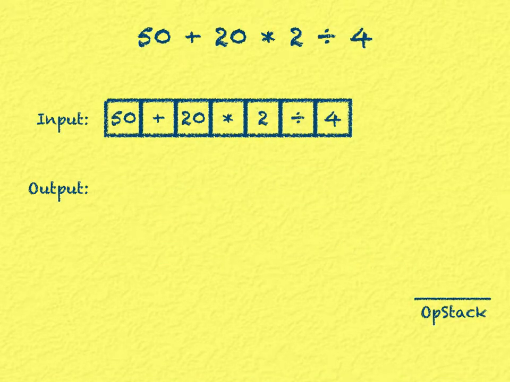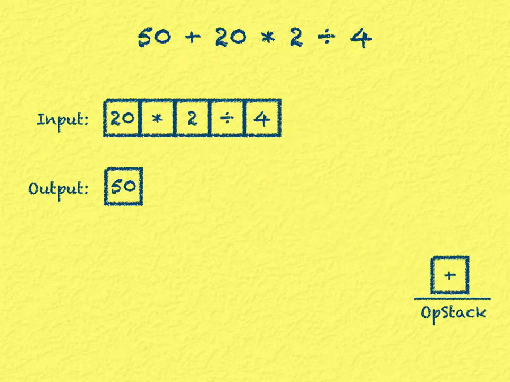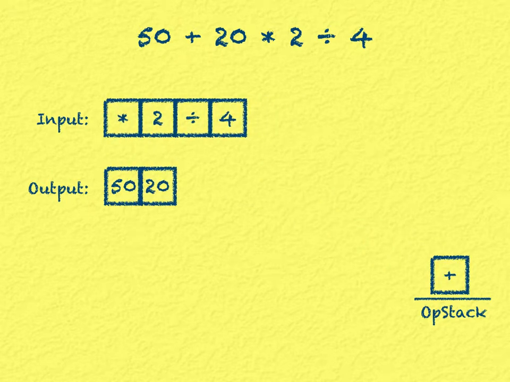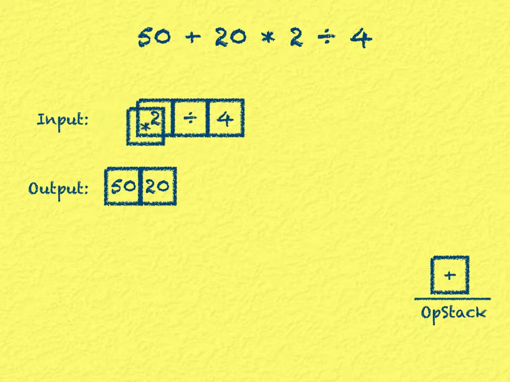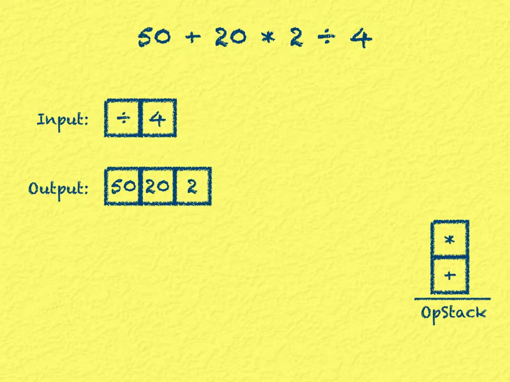Next, we got 50 plus 20 times 2 divided by 4. 50 is a number, straight to the output. Plus is an operator, straight to the operator stack. 20 is a number, straight to the output. Multiplication is an operator with greater precedence than plus, so we push it on top. 2 is a number, straight to the output.